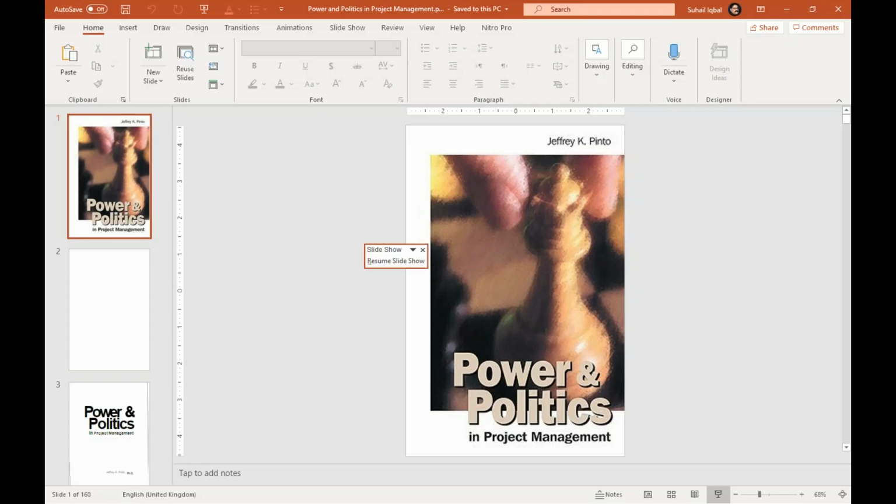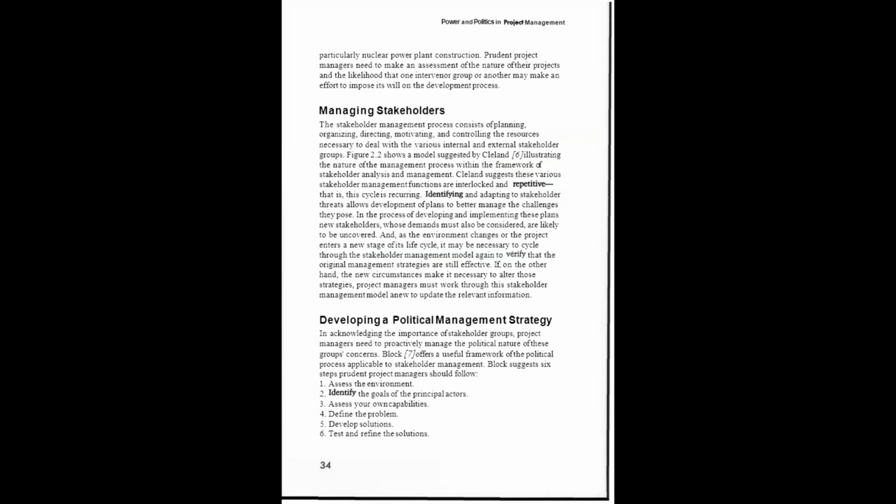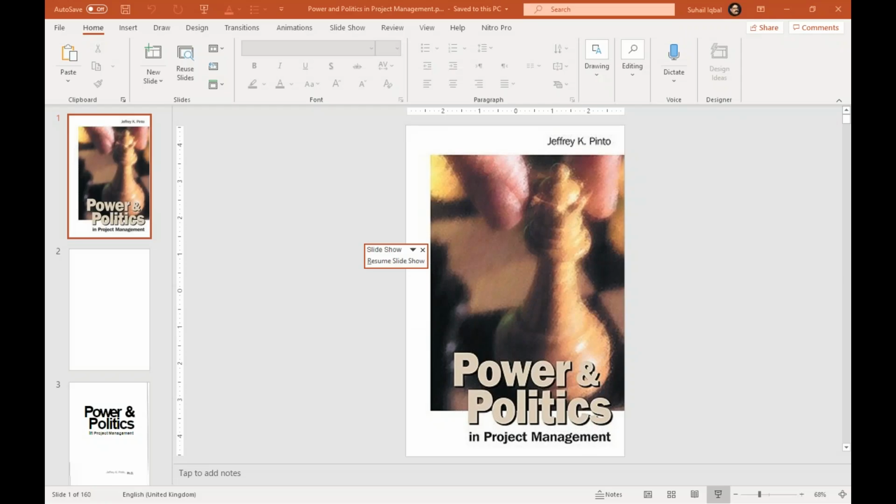Developing a political management strategy. In acknowledging the importance of stakeholder groups, project managers need to proactively manage the political nature of these groups' concerns. Block offers a useful framework of the political process applicable to stakeholder management. Block suggests 6 steps prudent project managers should follow: assess the environment, identify the goals of the principal actors, assess your own capabilities, define the problem, develop solutions, and test and refine the solutions.